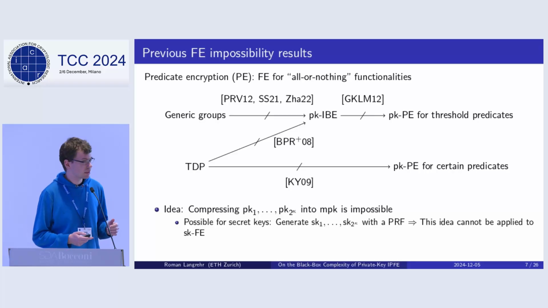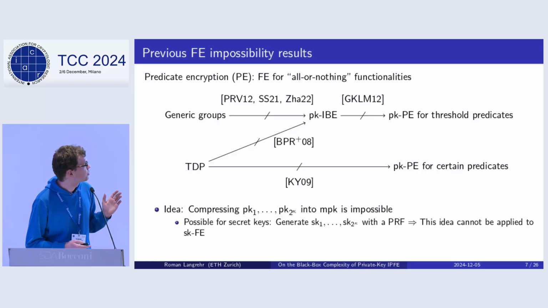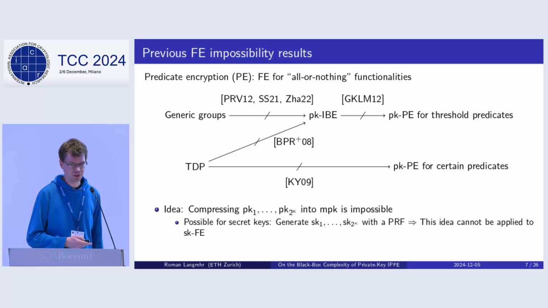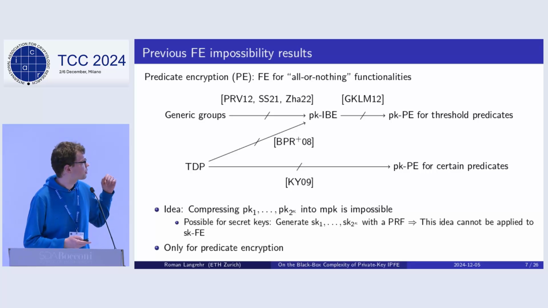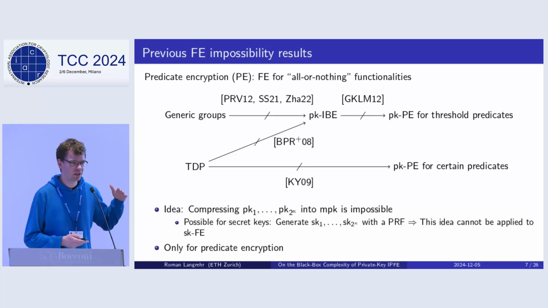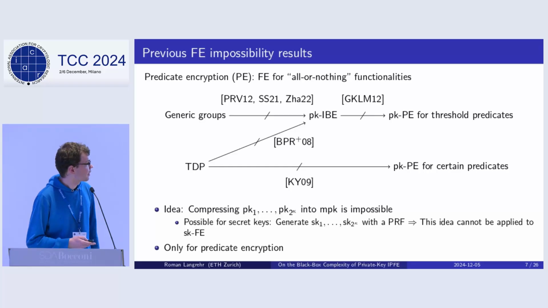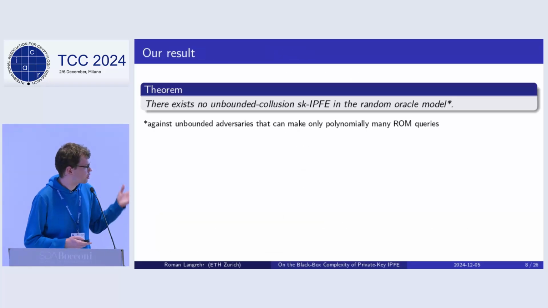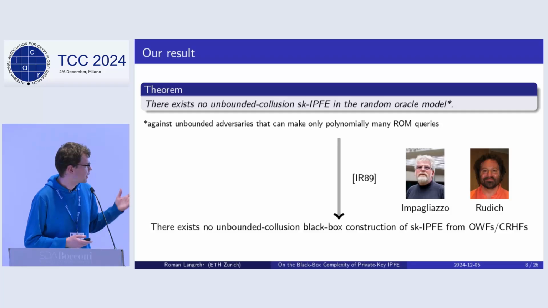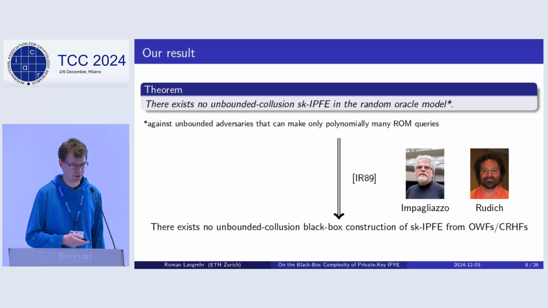So what we actually show is that there exists no unbounded collusion secret key IPFE in the random oracle model. That means it should be secure against adversaries that have unbounded time, but can make only polynomially many random oracle queries. And as shown by Impagliazzo and Rudich in their pioneering work, such a result implies that there exists no unbounded collusion secret key IPFE from any primitive like one-way functions or collision-resistant hash functions, if it only uses them in a black box way.